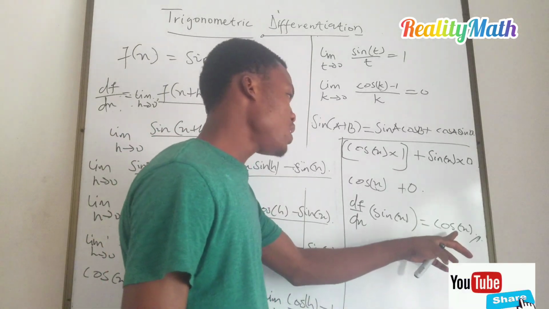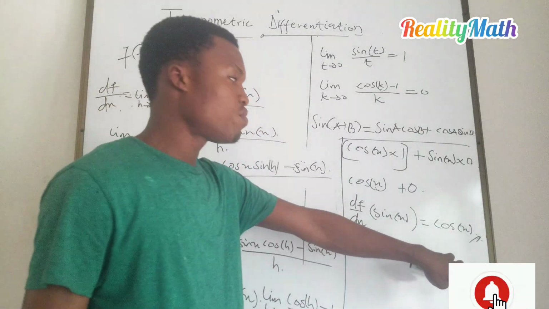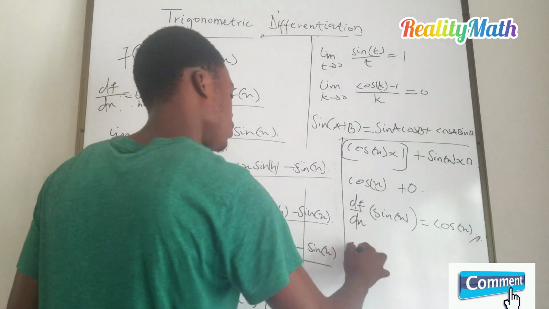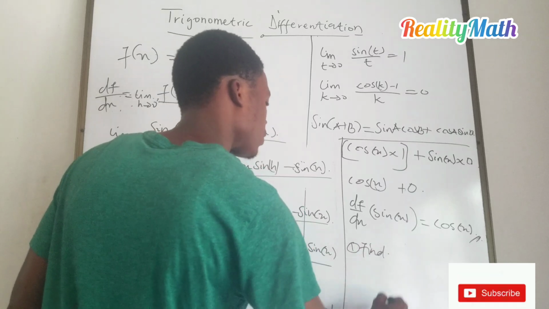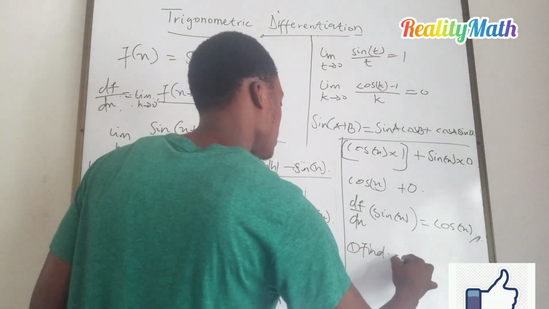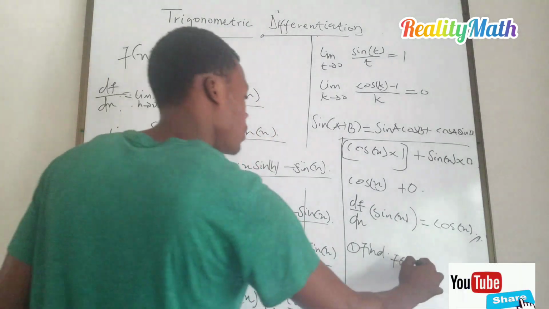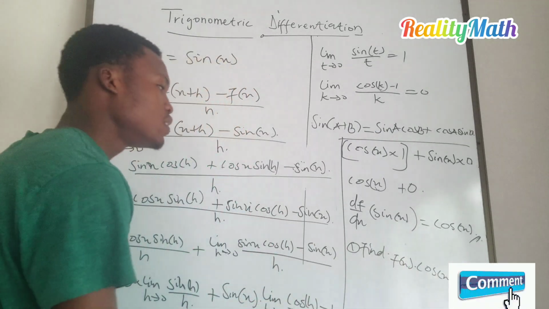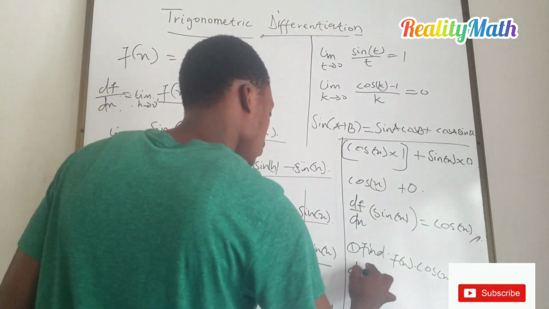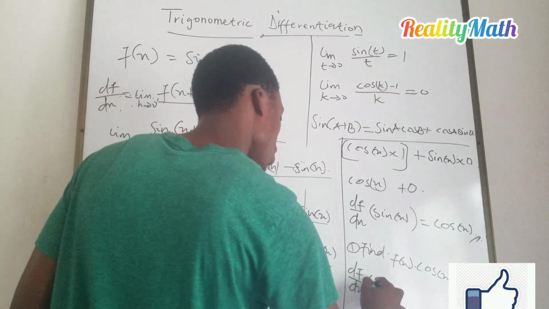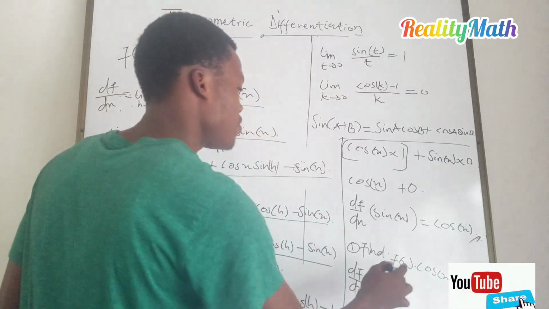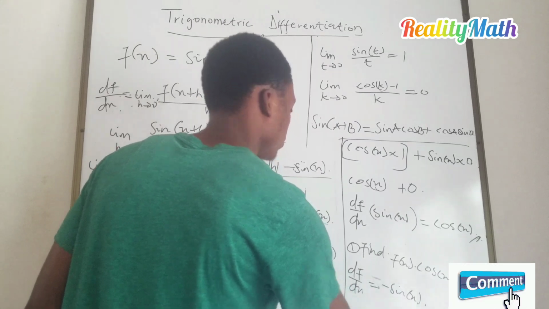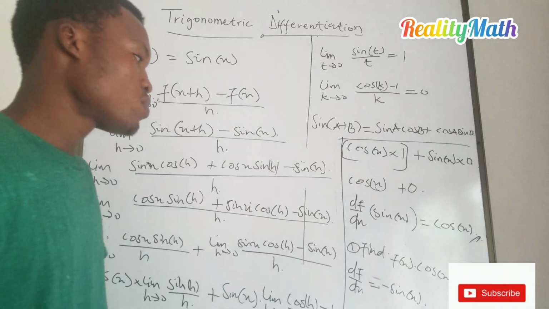Now if you do it otherwise, where you find the derivative of cos x, you are going to get minus sine x. So that is an assignment. Let f of x be equal to cos x. Now prove that df/dx is equal to minus sine x. Let me see your solution in the comment box. Thank you.